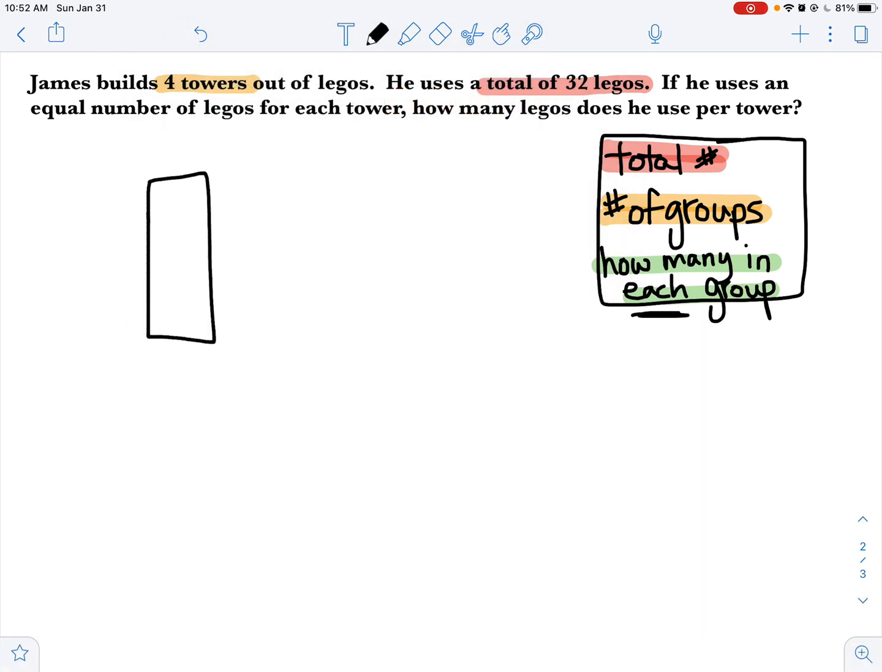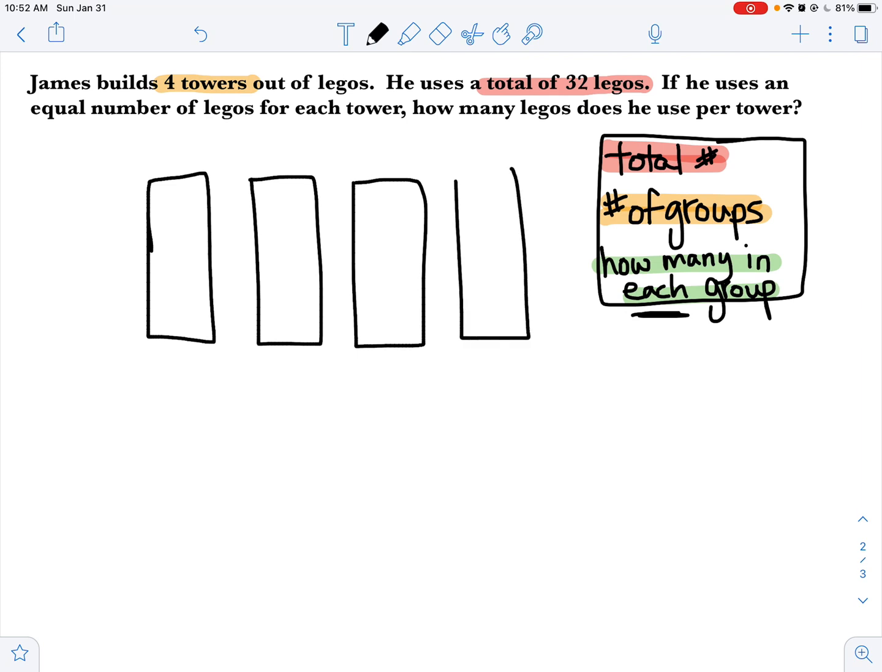I could represent it like this, right? Here's 1 tower, 2 towers, 3 towers, 4 towers. That's my groups. What I don't know is how many Legos he uses per tower. That's what I have to find out, right? So I know my total. I know how many groups, but I don't know how many goes in each group.